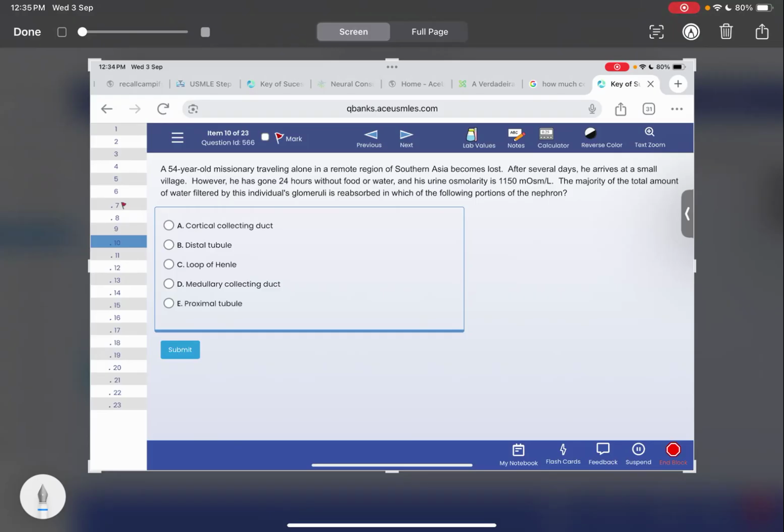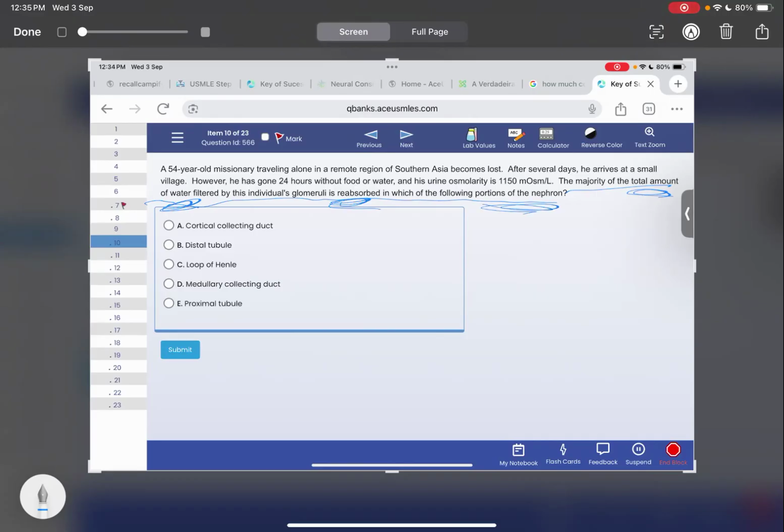Okay. So this question is asking that the majority of the total amount of water filtered by individual glomeruli is absorbed in which of the following portions of the nephron. So they are asking about the total amount of water being reabsorbed from which portion.